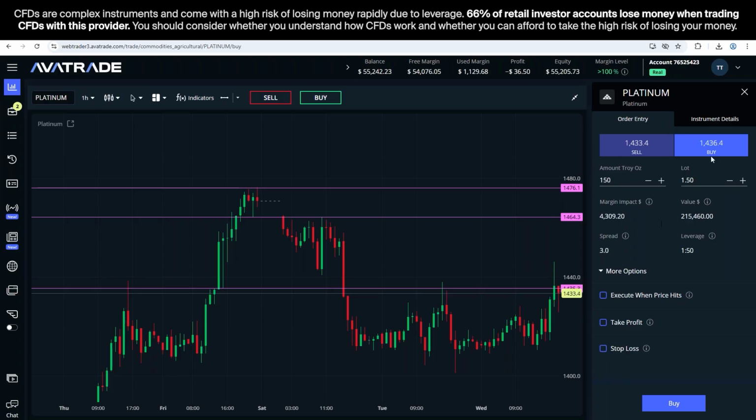So let's say you want to go with that move. We're looking at a buy on platinum, with take profit at this resistance level, which might make sense for a scalp. So 1464.